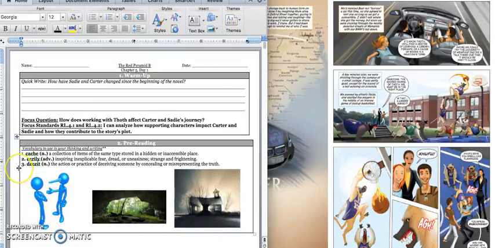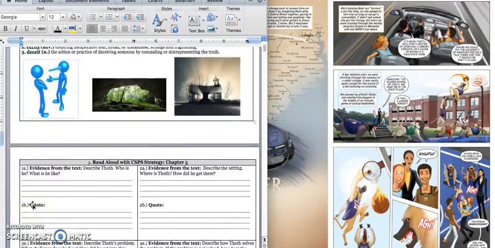And the third one is deceit. That's when you try to deceive or lie to someone. And so we can tell this person is lying because their nose is growing, just like in the story Pinocchio. They're trying to deceive the other person.